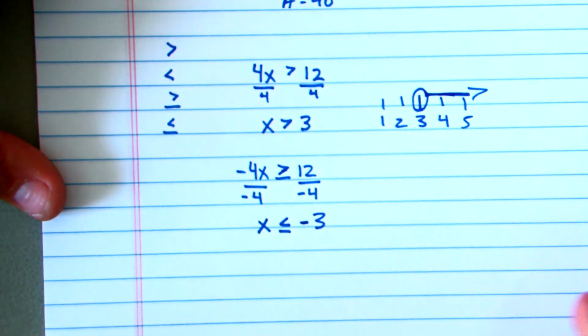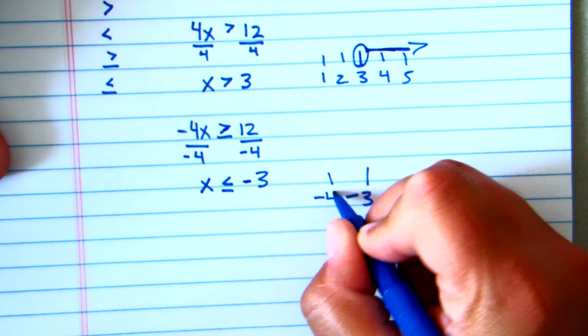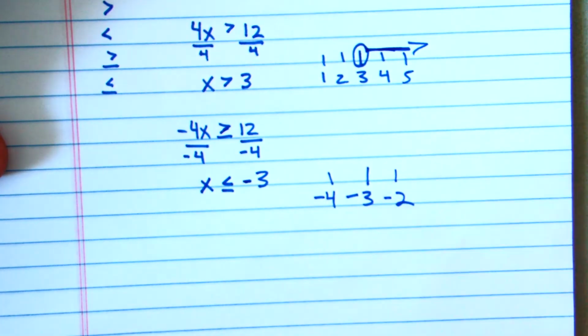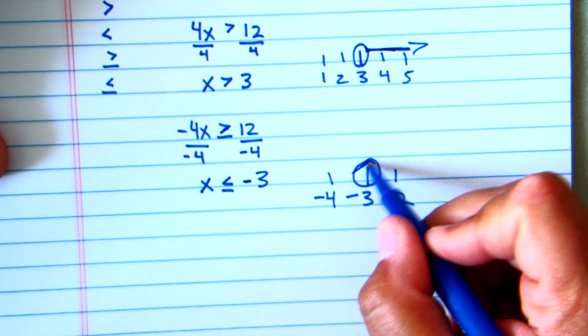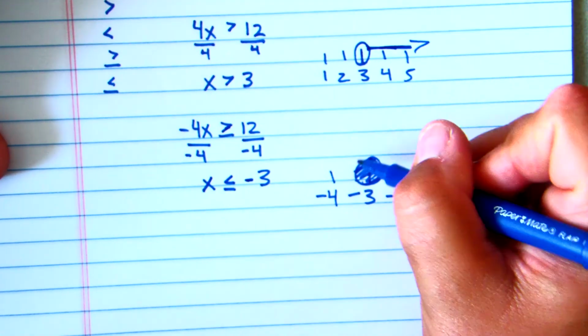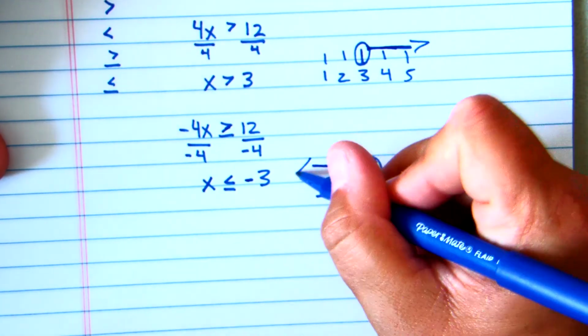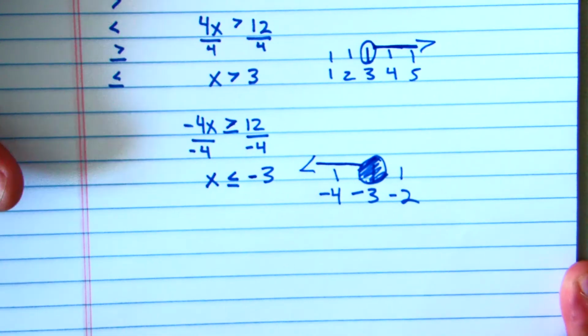Now when I graph that, negative 3, negative 4, negative 2, I would circle negative 3. Since it's underlined, I'm going to fill it in. X is less than or equal to negative 3, so x will be any number less than or equal to negative 3. That means or equal to.